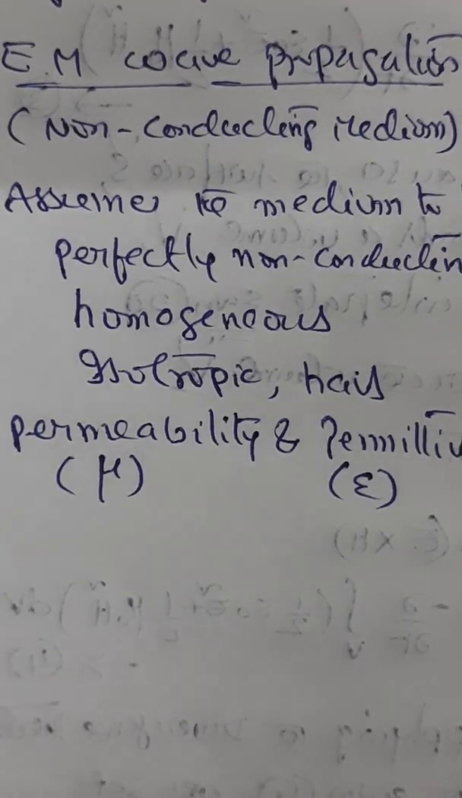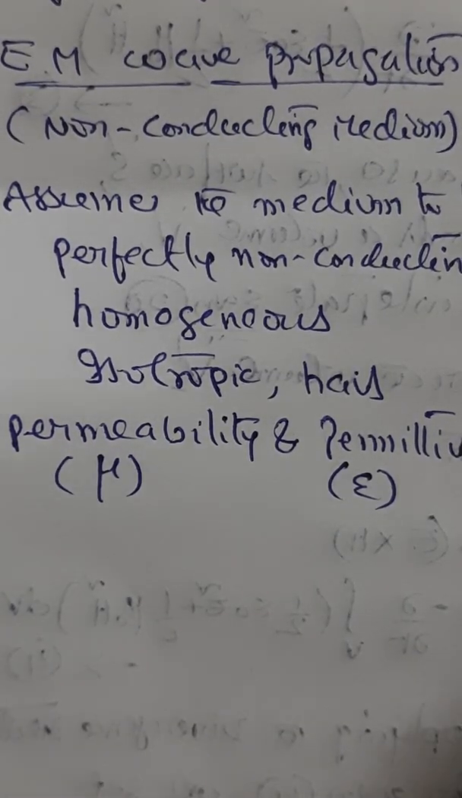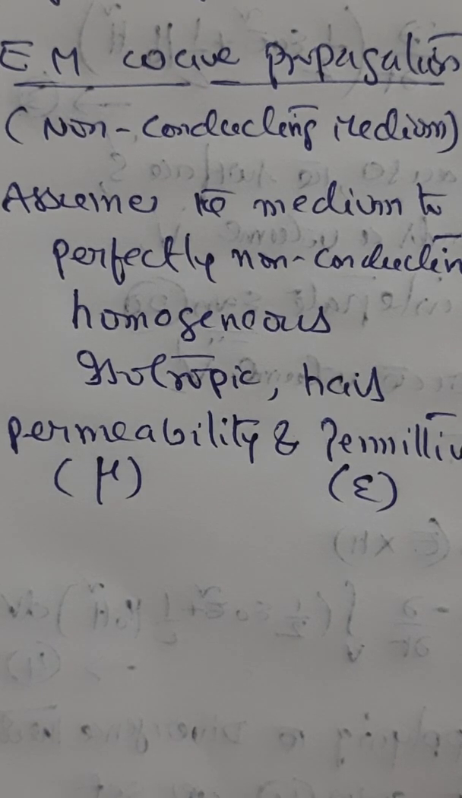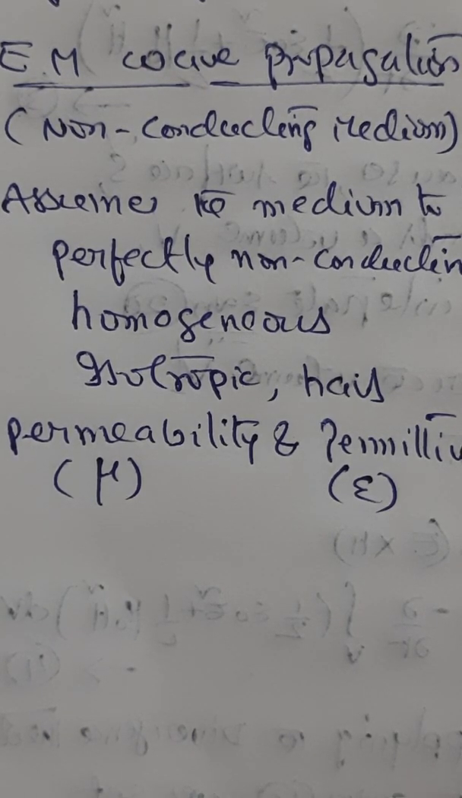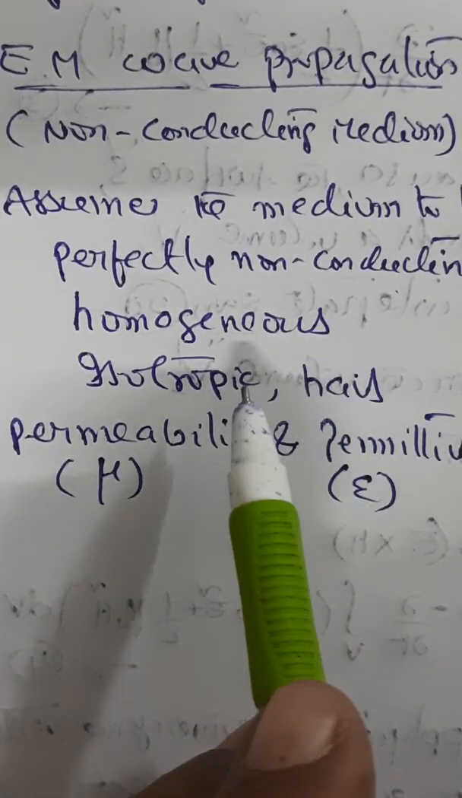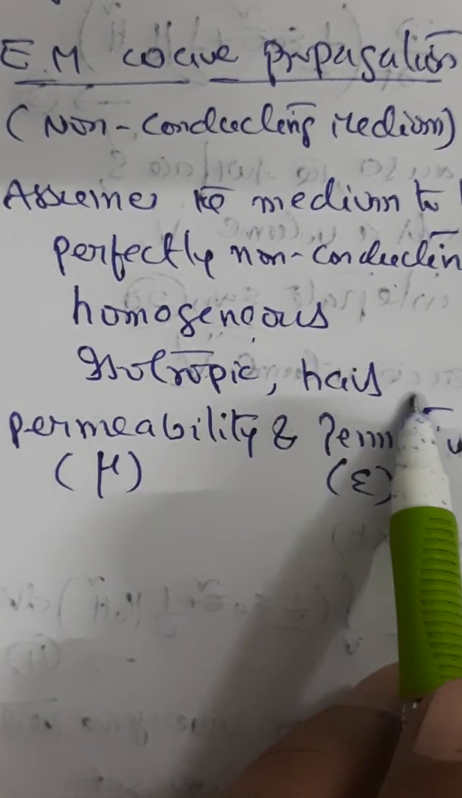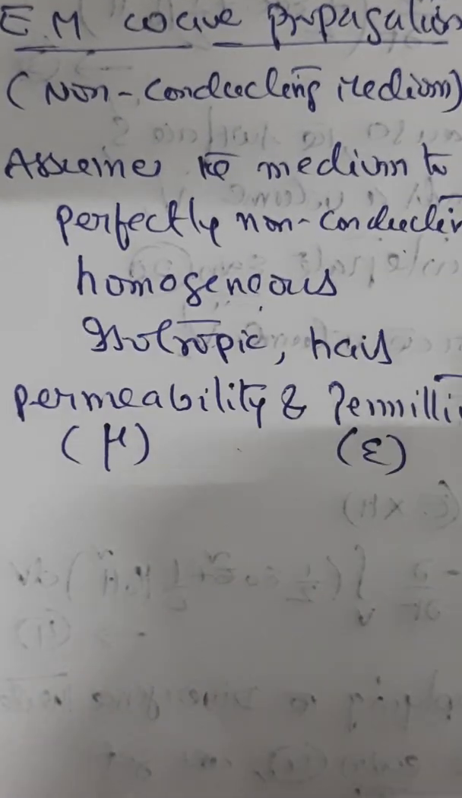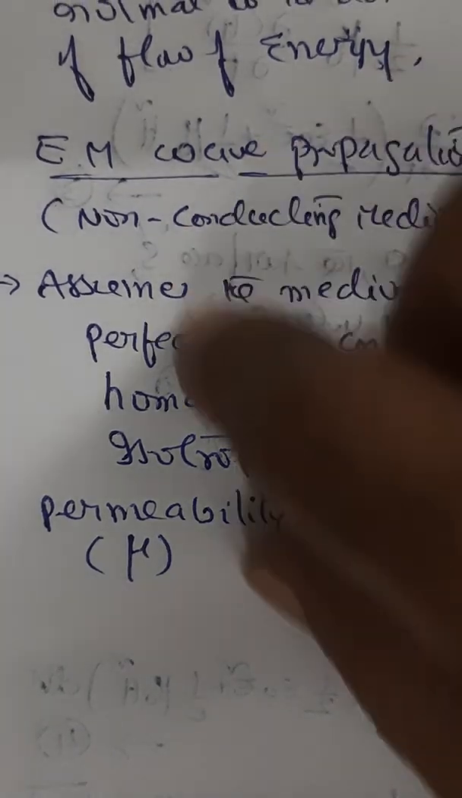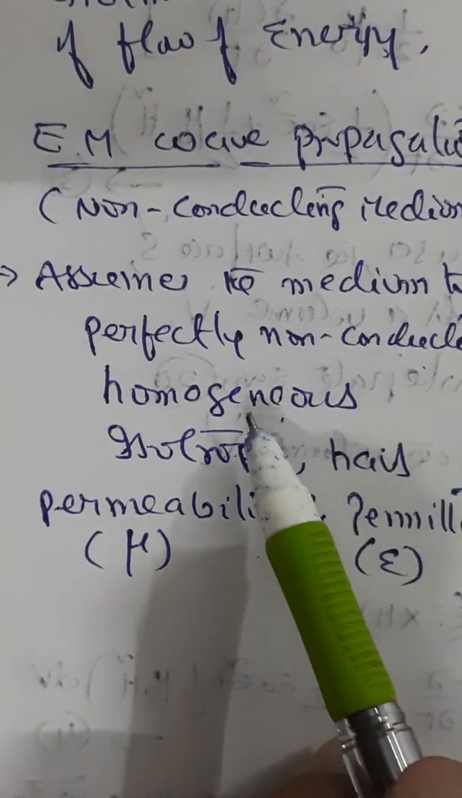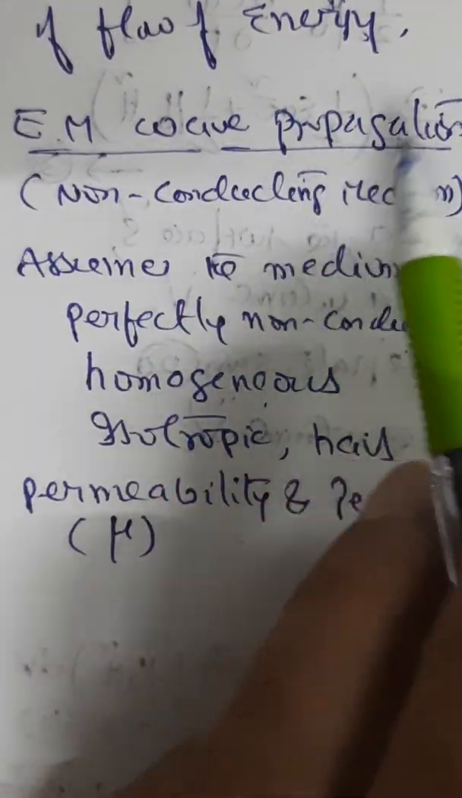Well, having understood the Poynting theorem, let us see the propagation of an electromagnetic wave in a non-conducting medium. So far we were talking about a conducting medium. In the case of a non-conducting medium, assume that the medium is perfectly non-conducting, homogeneous, isotropic, and has permeability as well as permittivity. These are the characteristics of the medium through which the electromagnetic wave is propagating.